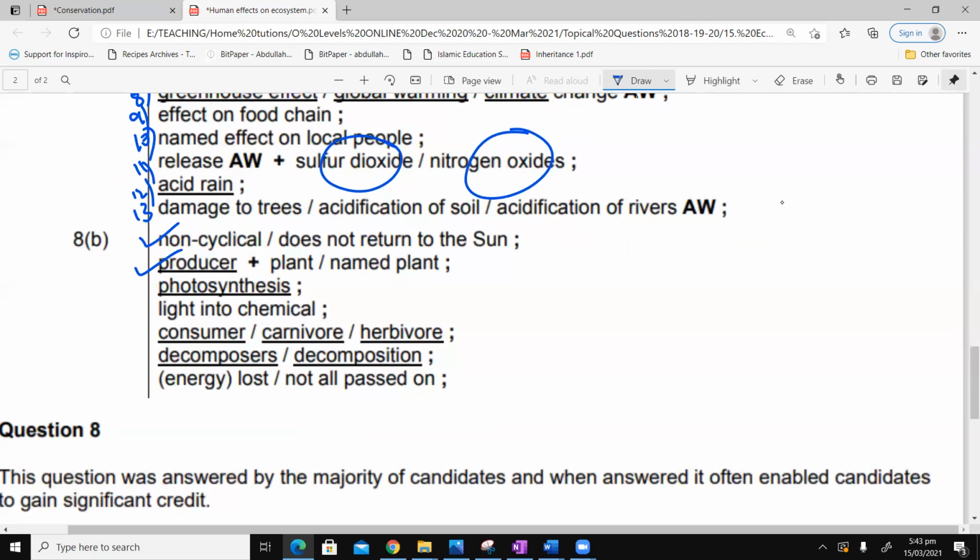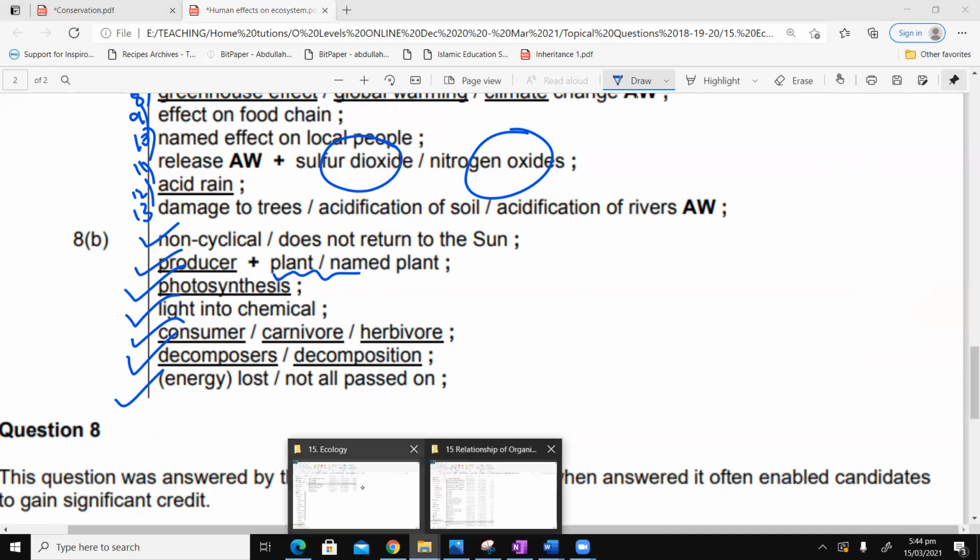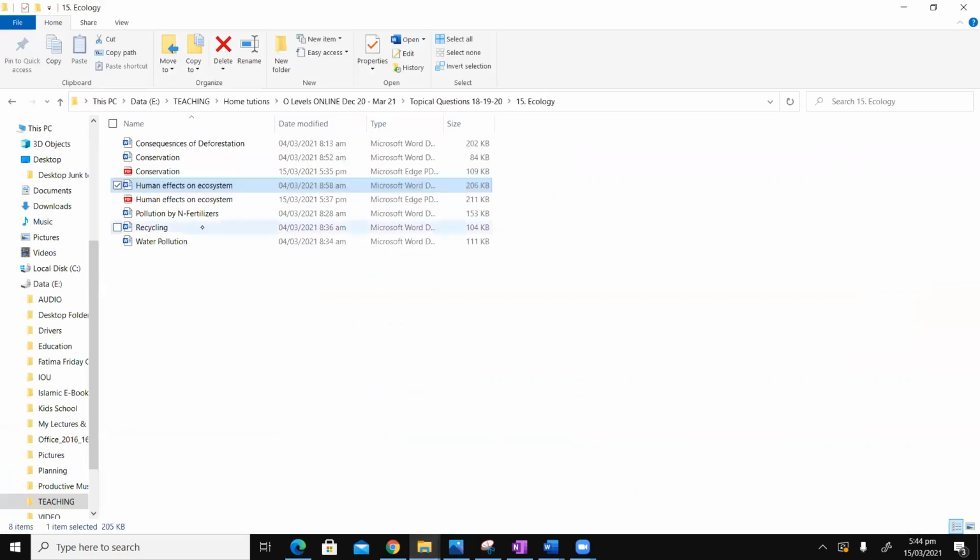सबसे पहले producer है, उसके साथ plant का आपने जरूर mention करना है, because we know that the producers are plants, they photosynthesize, light's converted into chemical energy. Then you have the primary consumers. Look, they've underlined consumers / carnivore / herbivore. And you have decomposers because they do decompose, and energy is lost and it's not all is passed on. Remember the 90 and the 10% that we discussed. Okay, so this is basically what the question was all about. चलिए जी आगे चलते हैं.